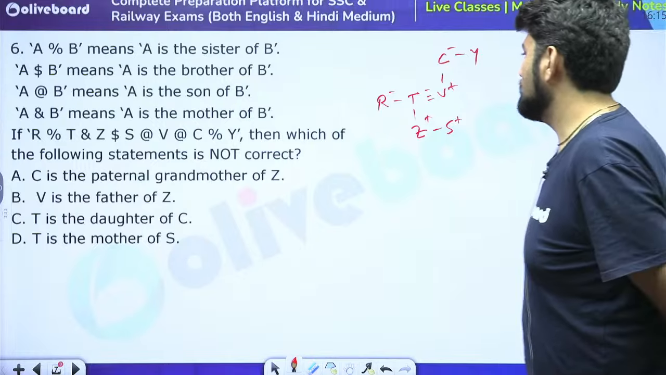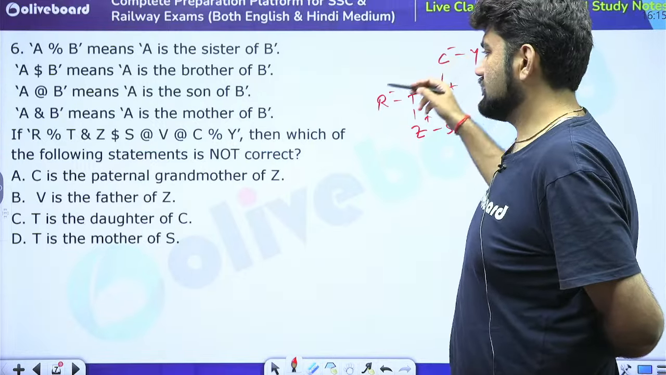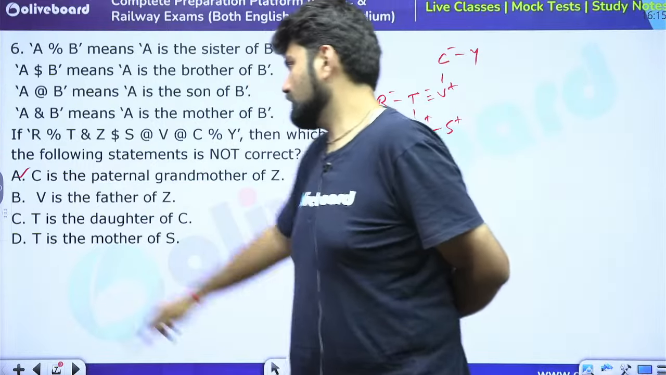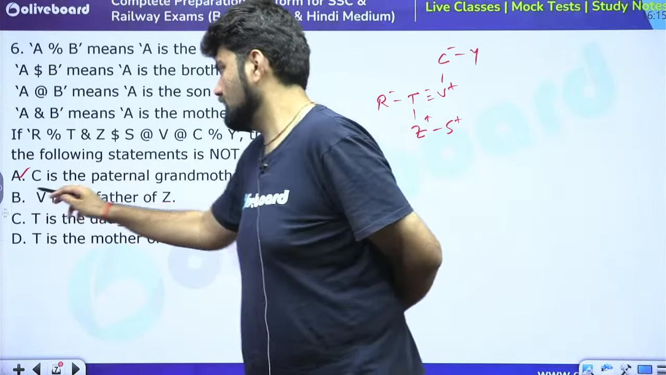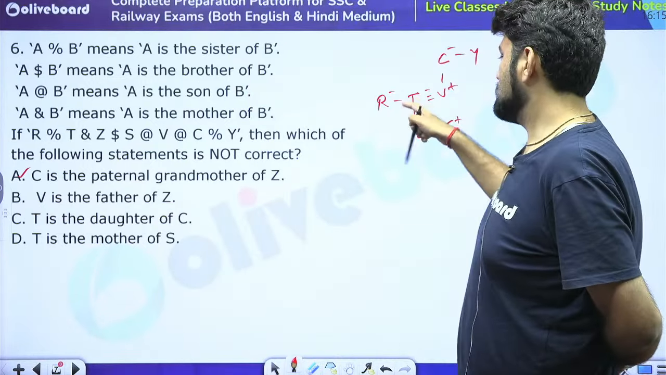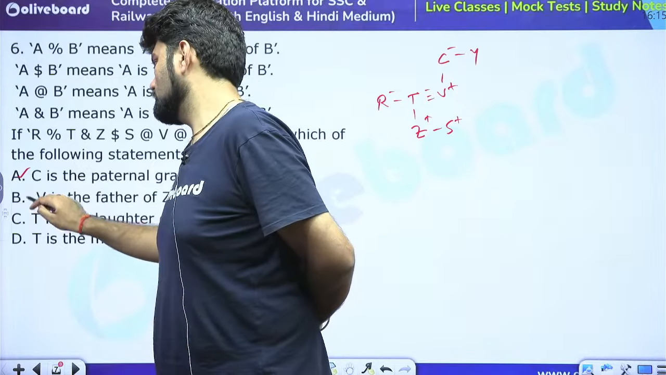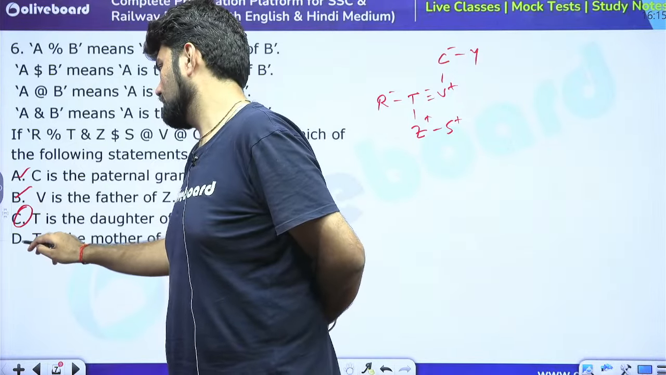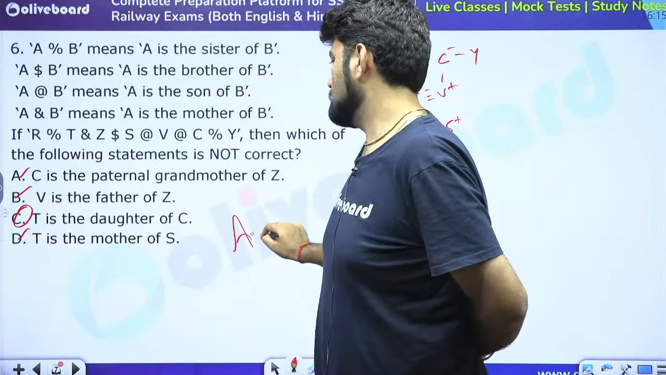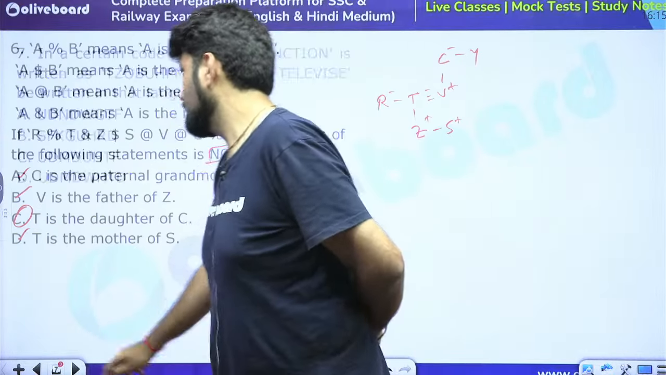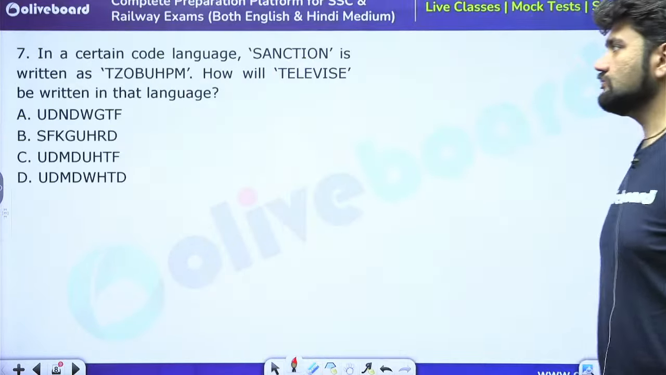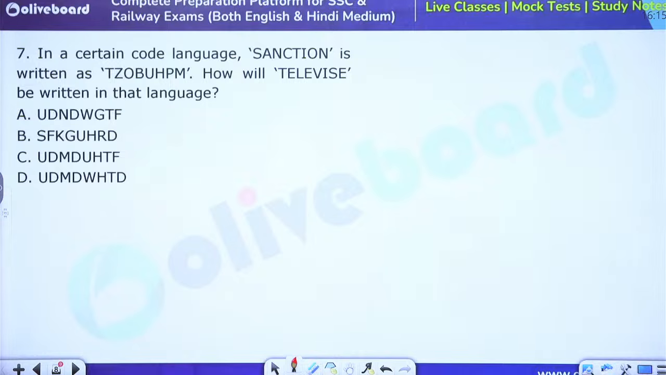C is paternal grandmother of Z, Z's father's mother. Yes, this is correct. V is the father of Z. Yes, that's also correct. T is the daughter of C. T is not the daughter of C. T is the daughter-in-law of C. So this is not correct. So this is my correct answer. So option C is not correct. Be careful. Don't miss this not. Otherwise, it will be gone. This I think is very easy.